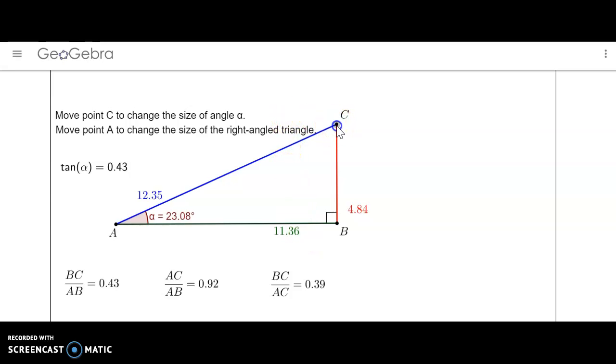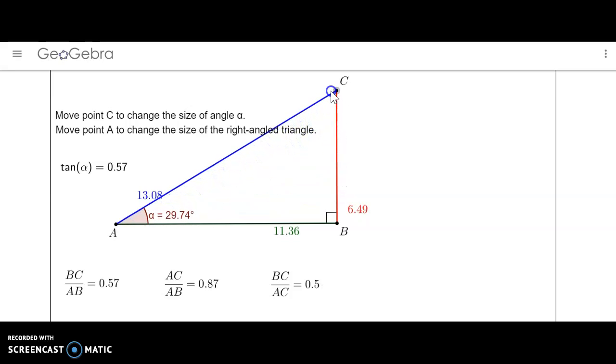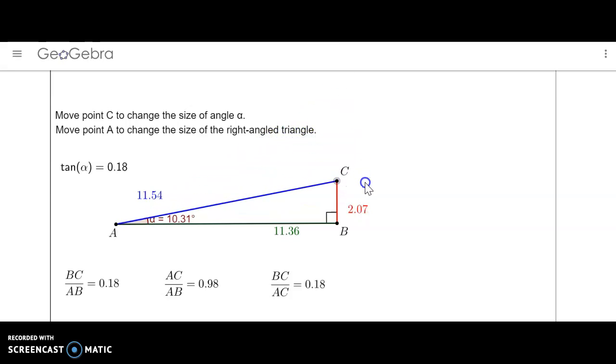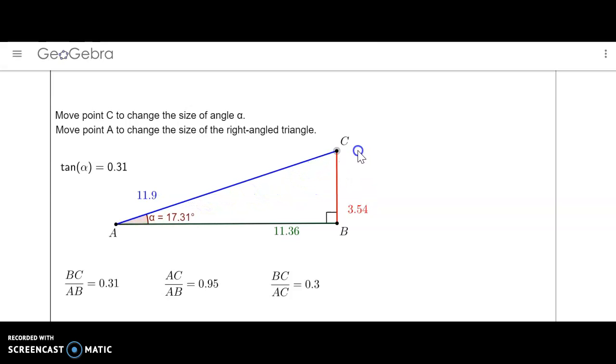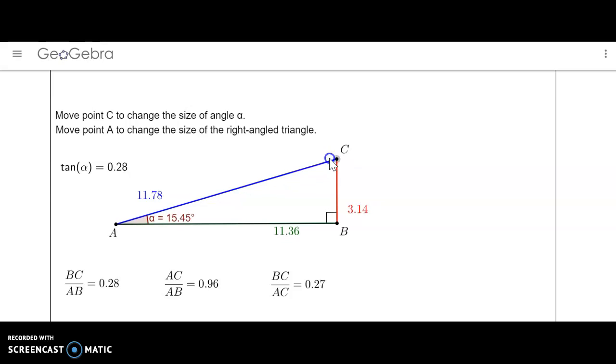That's the only number that's not changing. All the other numbers are changing. So we're definitely changing that angle. We're definitely changing this opposite side length and the hypotenuse side length, but the adjacent side length is staying the same. Okay, then the second thing to do, it says move point A to change the size.